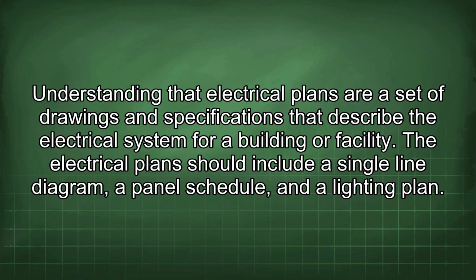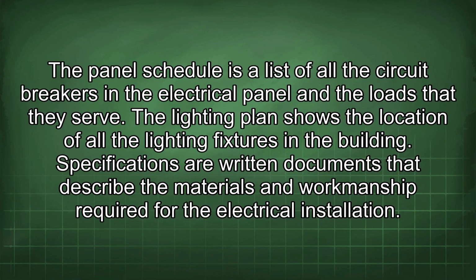Understanding that electrical plans are a set of drawings and specifications that describe the electrical system for a building or facility. The electrical plan should include a single-line diagram, a panel schedule, and a lighting plan. The panel schedule is a list of all the circuit breakers in the electrical panel and the loads that they serve. The lighting plan shows the location of all the lighting fixtures in the building.